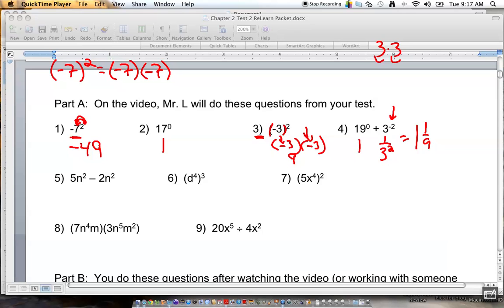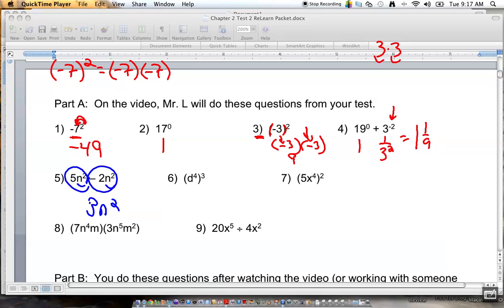Number 5 says you have 5n squareds and a -2n squareds. What do you have altogether? You could also look at it as 5n squareds minus 2n squareds. Now think about this for a minute. If you had 5 pencils minus 2 pencils, it would be 3 pencils. If you had 5 strawberry milks minus 2 strawberry milks, it would be 3 strawberry milks. If I had 5 baseball cards minus 2 baseball cards, it'd be 3 baseball cards.